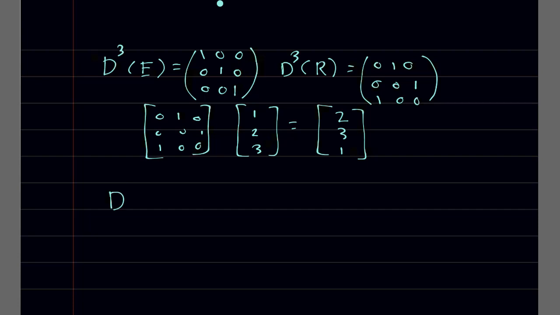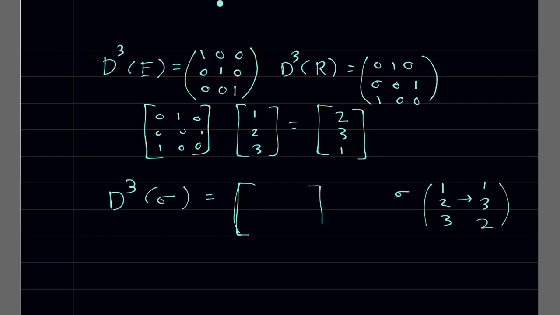So let's look at the 3D representation of sigma. Okay, so sigma was defined as it takes the element 1, 2, 3 to 1, 3, 2. So how is the matrix going to look? So 1 goes to 1, so there will be 1, 0, 0. Then 2 goes to 3, so it should be 0, 1, 0, and then 1, 0, 0.